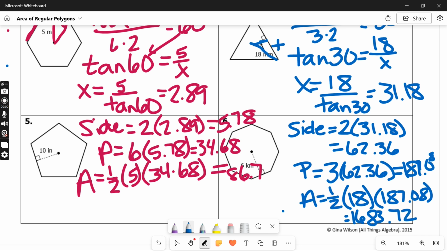Okay, so it's the same steps. So you're going to work 5 and 6, and you're going to do those exact same steps. Find the angle, use tangent, find x, multiply by 2, find the perimeter, fill in your formula. Okay, so pause it, do 5 and 6.